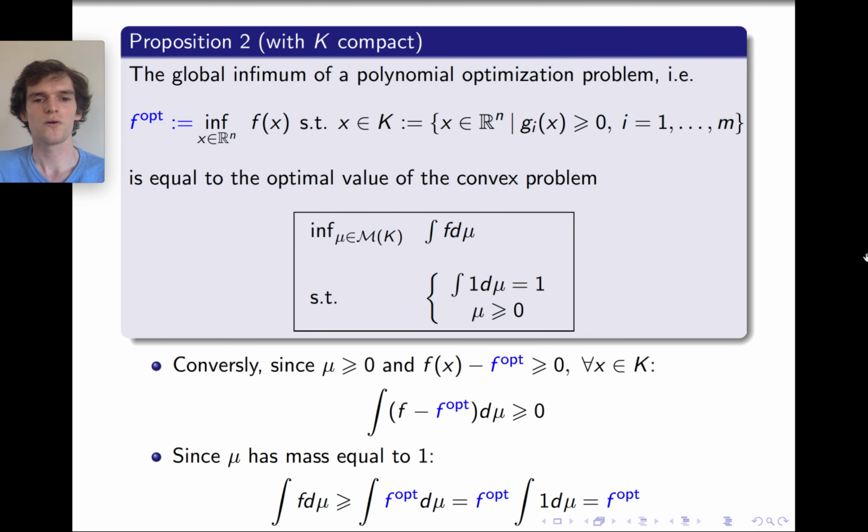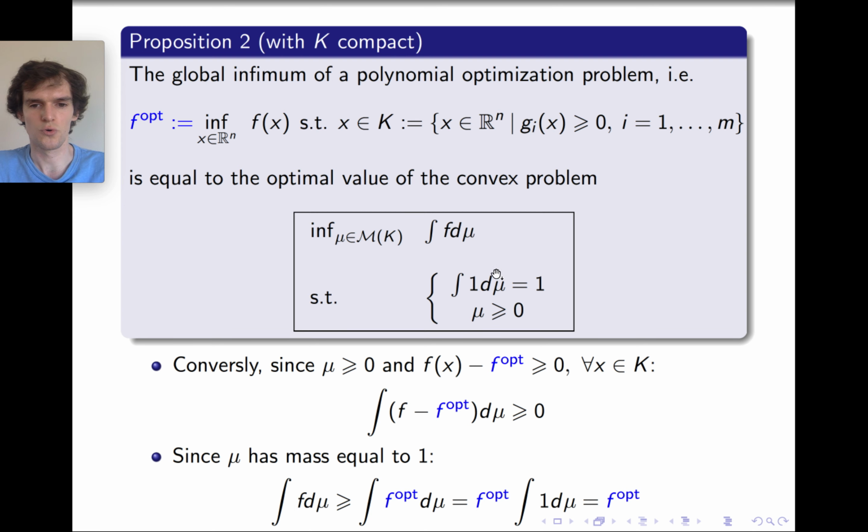Okay, and so now, what about the converse? We have the lower bound, but is it tight? That's the question. Let's define f opt to be this infimum. Conversely, we're going to try to show that the value of the convex problem is actually equal to f opt. We showed it was less than or equal to. Now we want to show the converse.